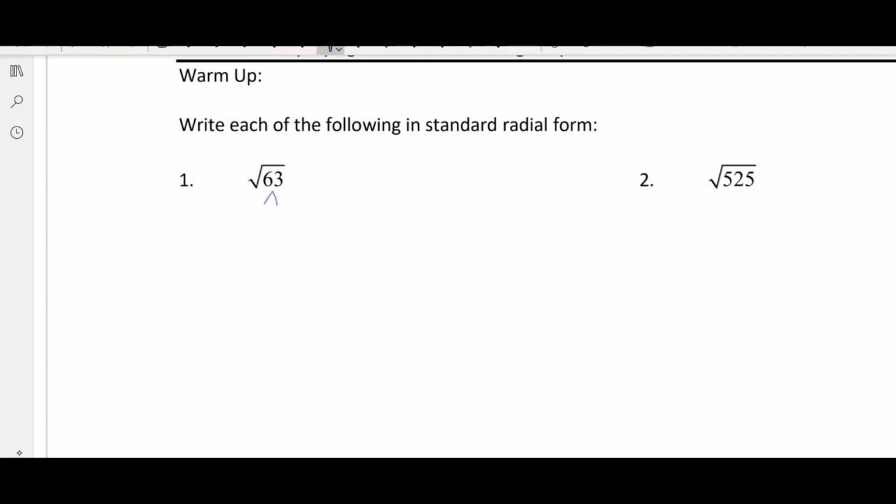So I'm going to go ahead and do a factor tree. 3 times 21 will get us 63. 3 times 7 will get us 21. As you see here, you have a pair of 3's. The 3's come on out of the radical and we have a 7 left over.